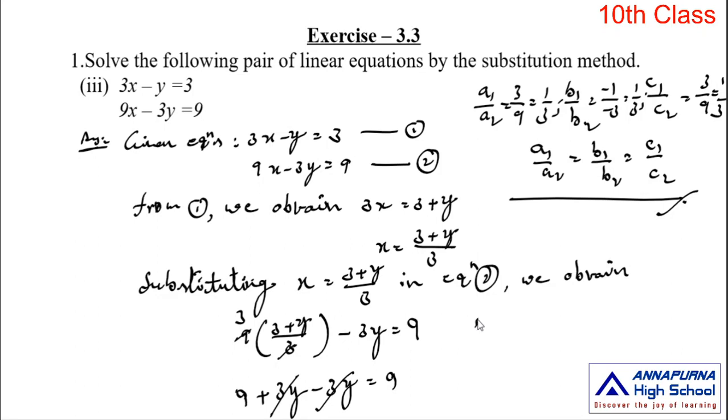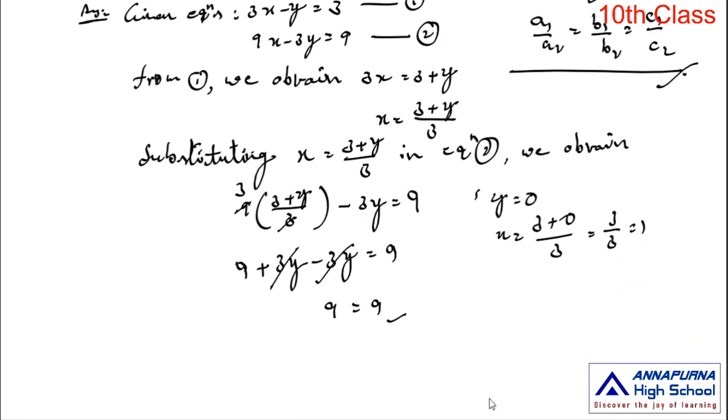If y is equal to 0, then x is equal to 3 plus 0 by 3, which is 3 by 3, equal to 1. So x is equal to 1 and y is equal to 0 is one solution. Like that you can prepare so many solutions, and this solution, x is equal to 1 and y is equal to 0, is also a solution of the second equation. If you have doubt, check it.